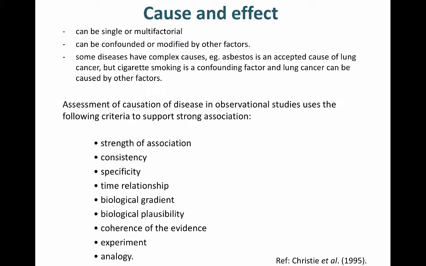A guide to the assessment of causation of disease in observational studies is to use the following criteria developed by Christie et al. as supporting a strong association. So first of all, we consider the strength of the association, then consistency, specificity, time relationship, biological gradient, biological plausibility, coherence of the event, experimentation, and analogy.